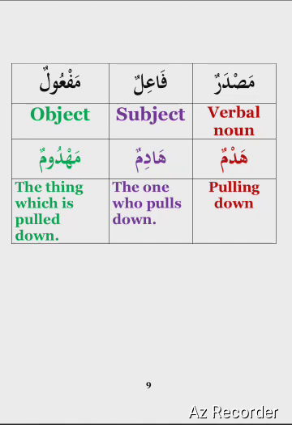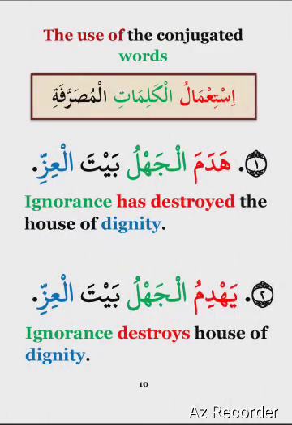So hadmun is the masdar of hadama yahdimu. The wazn of hadama yahdimu is fa'ala yaf'ilu. So the masdar is hadmun, pulling down or demolition. The fa'il is hadimun, the person who pulls down, the one who pulls down. So we use the term hadimun to represent them. The maf'ul is mahdumun, the thing which is pulled down. La'allaka fahimt. I hope you understand. MashaAllah.